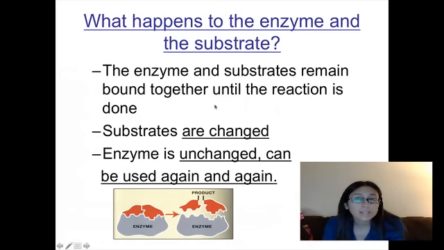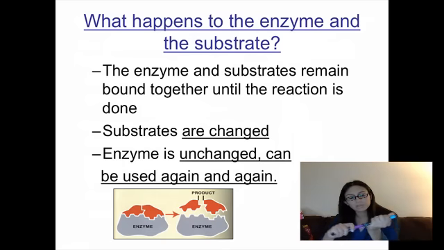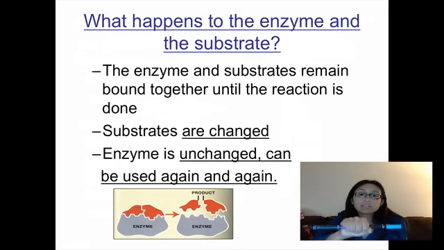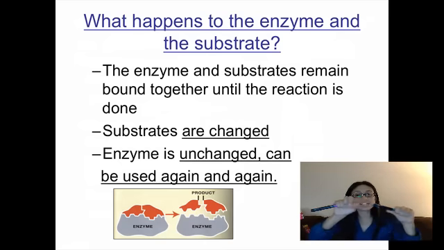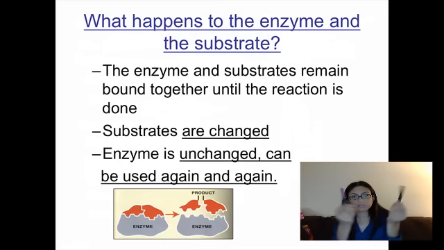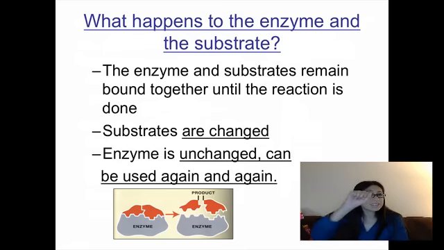Now, as a chemical reaction occurs, the enzyme will remain bound to its substrates until the chemical reaction is done. So until the bonds are broken, until new bonds are formed. And when the chemical reaction is done, the substrates have been changed. They're no longer the same thing anymore. The enzyme, however, hasn't changed at all.